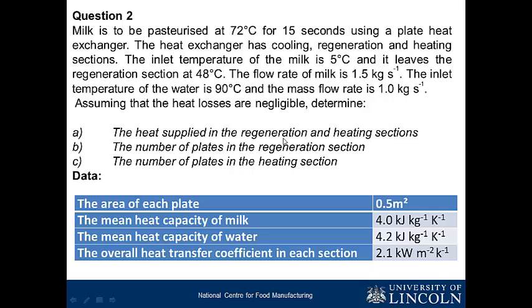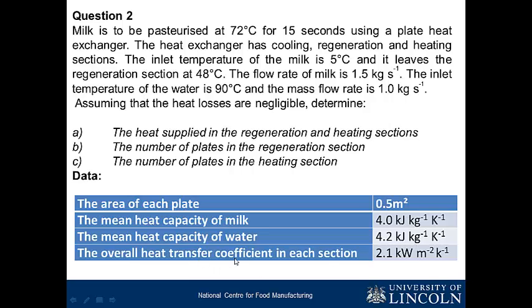Determine the number of plates in the regeneration section and the number of plates in the heating section. We're also given the area of each plate, which is 0.5 meters square. We're also given the mean heat capacity of milk, which is 4.0 kilojoule per kilogram per Kelvin. This is the same thing as 4,000 joule per kilogram per Kelvin. The mean heat capacity of water is 4.2 kilojoule per kilogram per Kelvin.